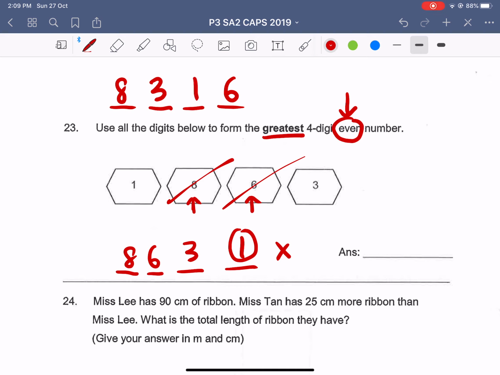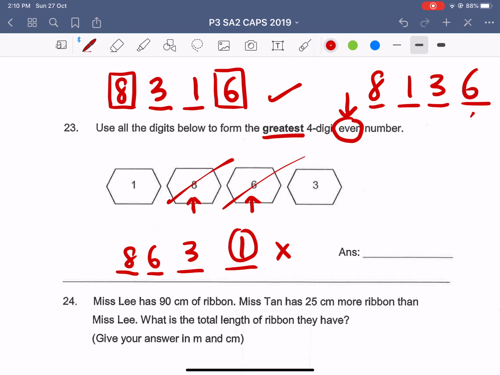So now I check, I have got the greatest number, 8. Then all my even number is at the last digit. And 3 is bigger than 1, so I put 3 in first. Okay, this must be correct. Another possible combination is 8, 1, 3, 6, but this is not the greatest. So the answer is 8, 3, 1, 6.